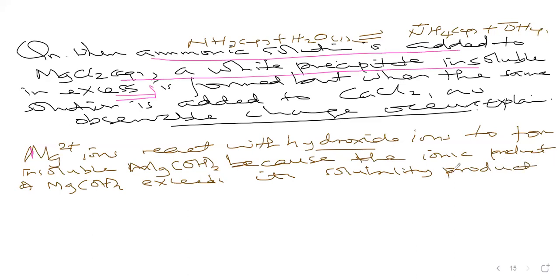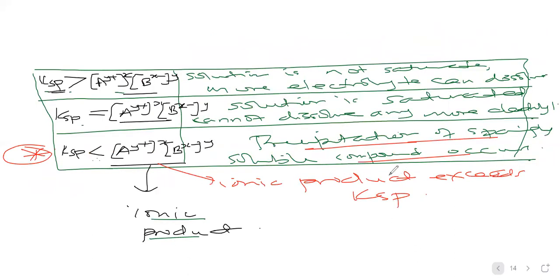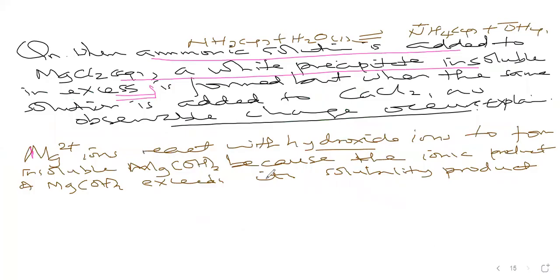If precipitation occurs, it's because the ionic product has exceeded the solubility product. It's greater than the solubility product. At a point where the two are equal, the solution is saturated and cannot dissolve any more electrolyte. At a point where the ionic product is less than the solubility product, the solution is not saturated, more electrolyte can dissolve. At that point, no precipitation can occur. So that's the concept I'm trying to bring in here. Because the ionic product of magnesium hydroxide exceeds its solubility product. So that's the white precipitate that is formed, insoluble magnesium hydroxide.